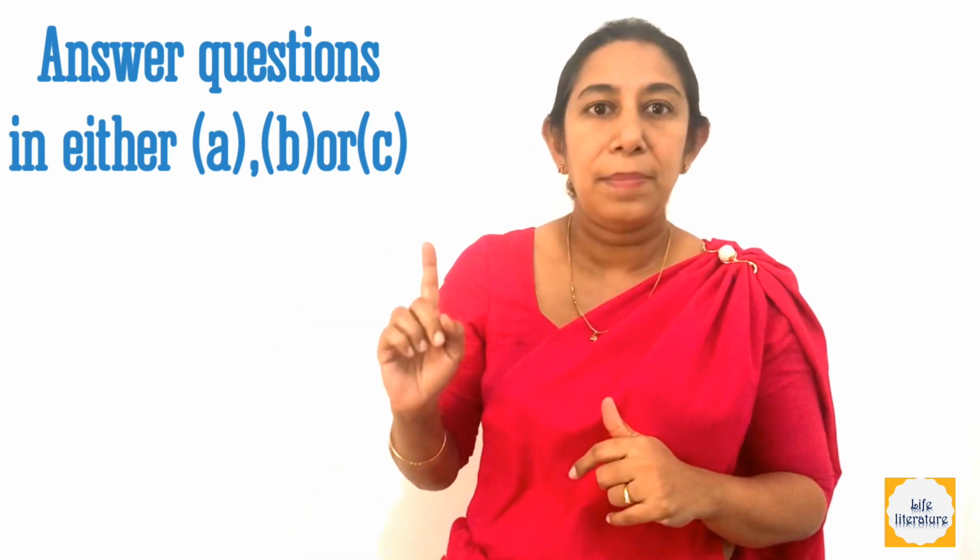Now I'm going to discuss with you the question more deeply. In your question paper, this question appears in this manner. Answer questions in either A, B or C. That's how the question appears in the paper. These 2 words are quite important. Either or. That means you have a choice here. Why do you have a choice here? Because you have studied only one novel thoroughly, and the paper consists of questions based on the 3 novels set for studying.